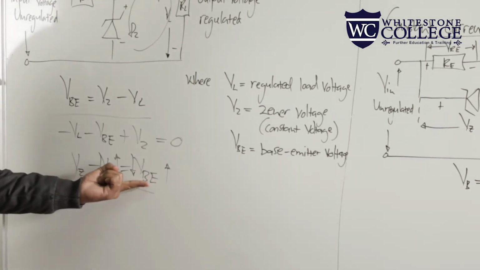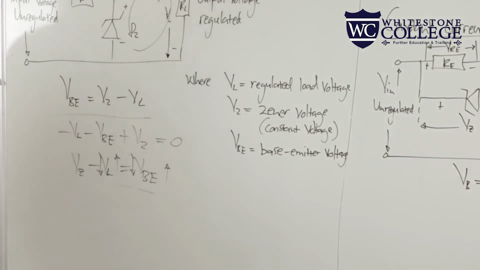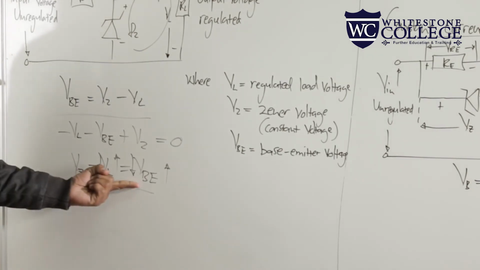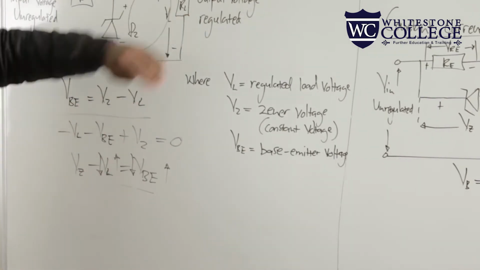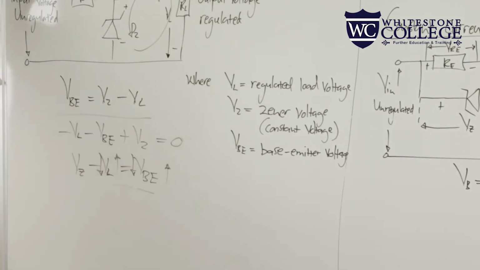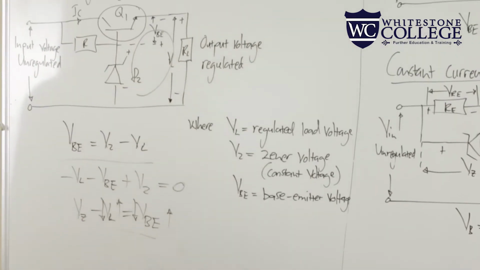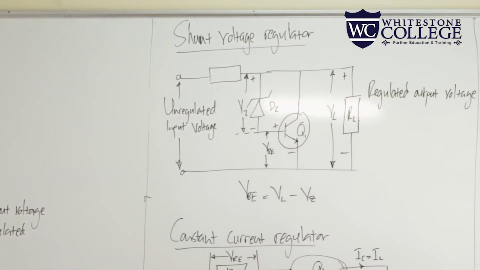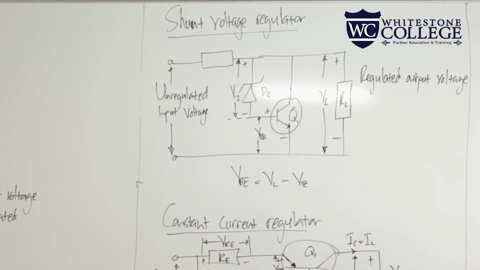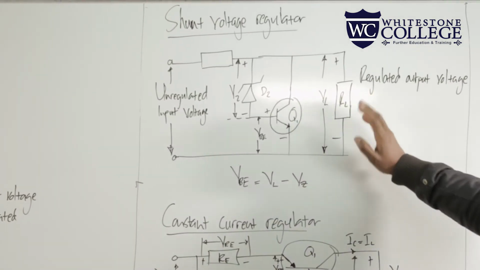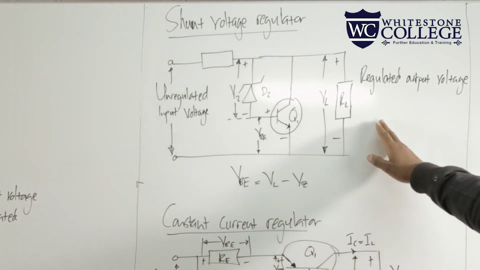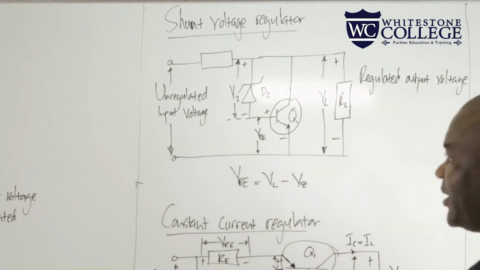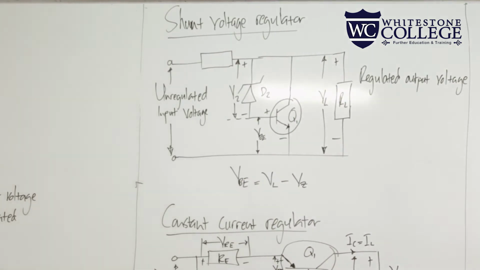Remember VBE, this is the base emitter voltage that will cause the movement of charges from the emitter terminal into the base. So this is how we regulate the output voltage under series voltage regulator. All right, then we move on to another circuit which is called a shunt voltage regulator. Remember, shunt means parallel. So in this case, our load resistor, RL, is in parallel with our transistor and our Zener diode.